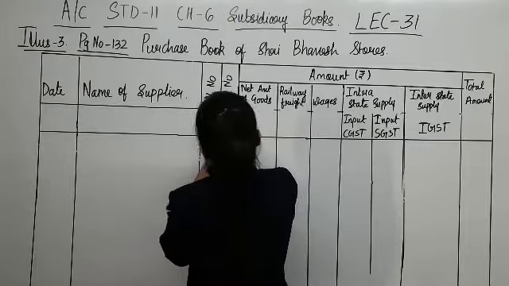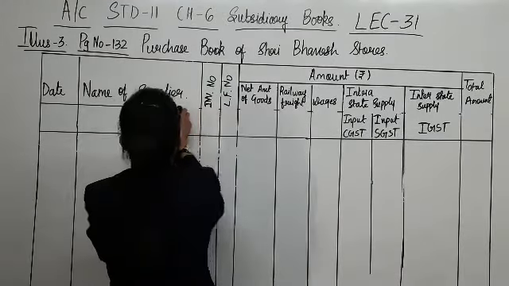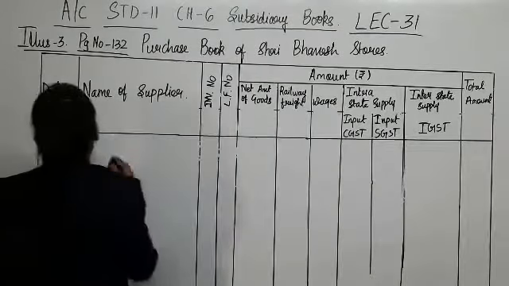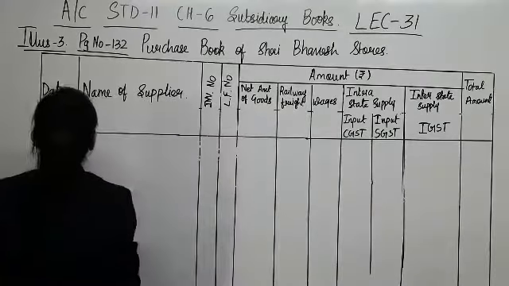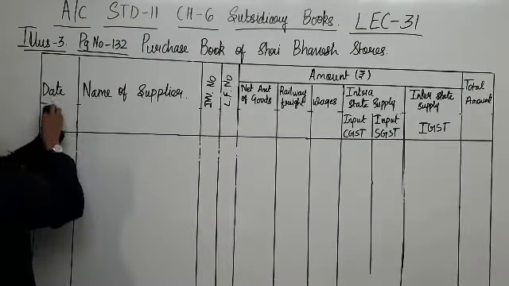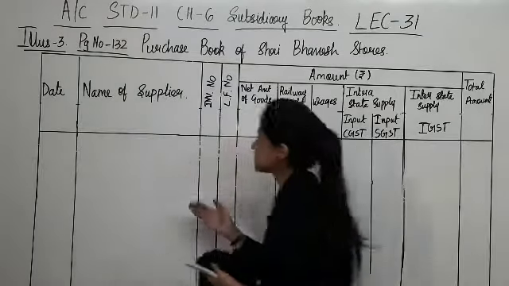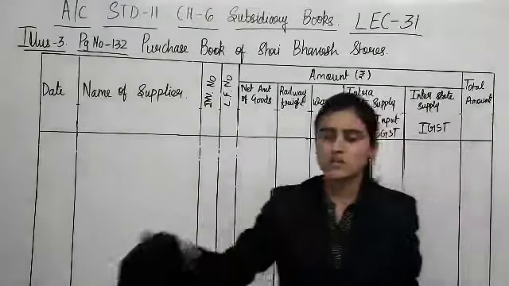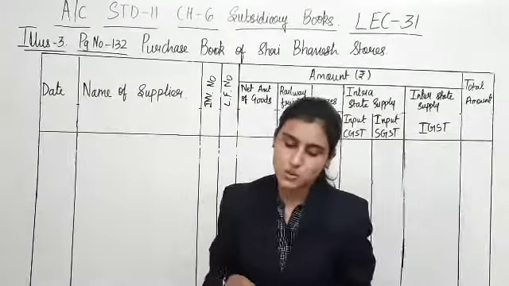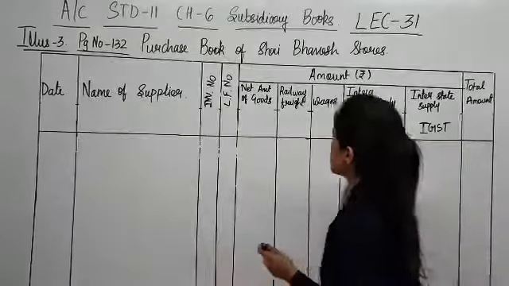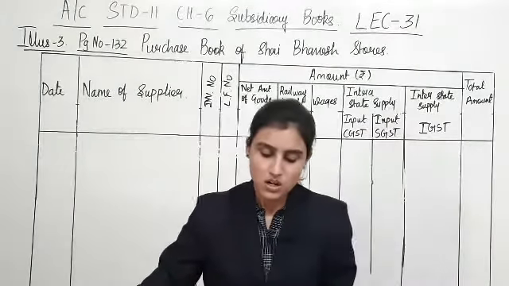The same is the specimen for sales book, according to the types of goods and according to the columns of expenses. The minor change is that instead of input GST, it is output GST, and instead of name of supplier, it is name of customer. That's simple. Fine then. On page number 132, illustration 3, we are completely ready with the specimen and reading the first transaction.